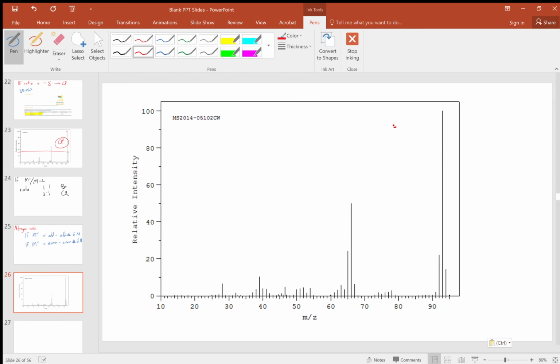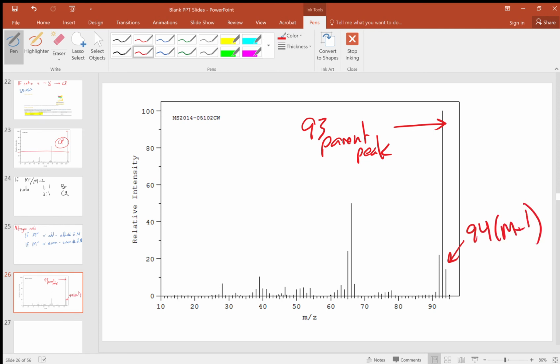And so this here is our parent peak at 93. The peak that's one higher, 94, is our M+1 for a molecule containing a C13 in it. Now, can we determine a chemical formula from a spectrum like this? Well, yes and no. Solely from a mass spec, we can make some guesses, and we can come up with some pretty good guesses. But that's all they're going to be from a mass spec, is guesses.